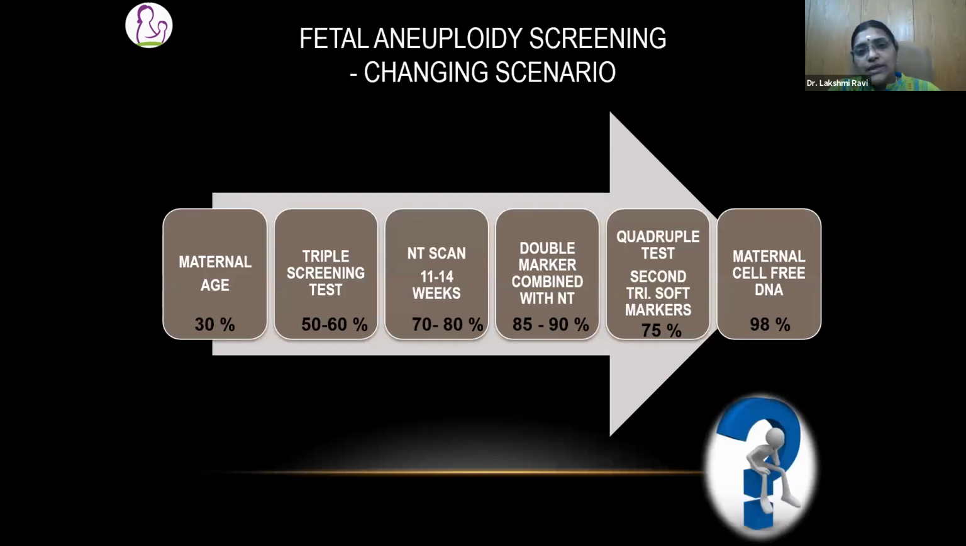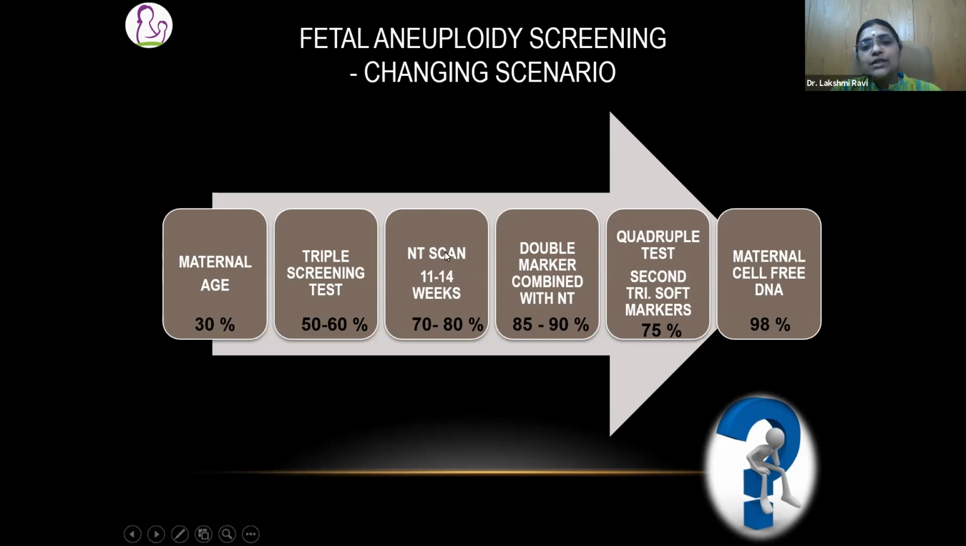So, fetal aneuploidy screening, the changing scenario. Earlier, how did we start? We only thought of advanced maternal age. And then the triple screening test actually held the screening scenario for more than 2 decades. But now we know that this triple screening test is literally outdated, because it gives you a sensitivity of only 50 to 60%. Now we have better screening tests, and it is high time that we forget triple screening.